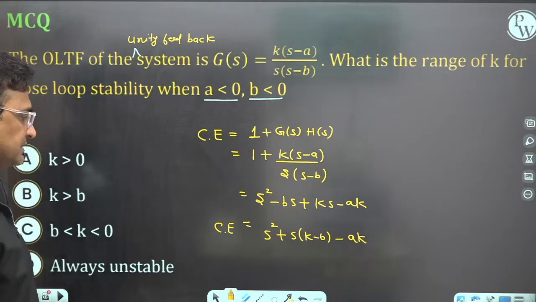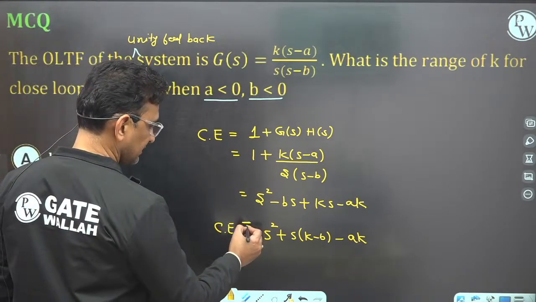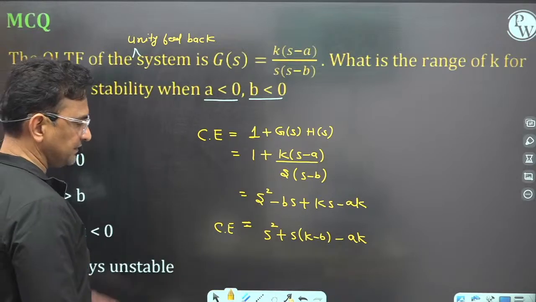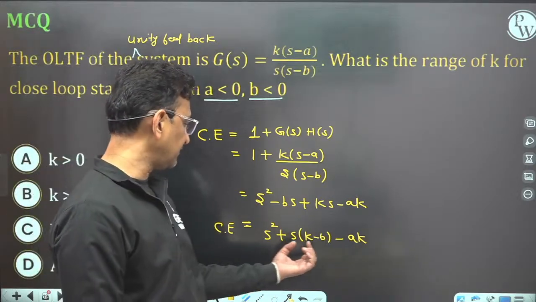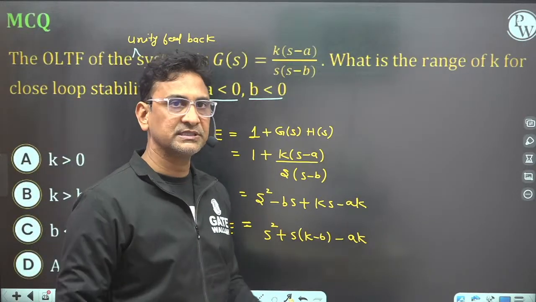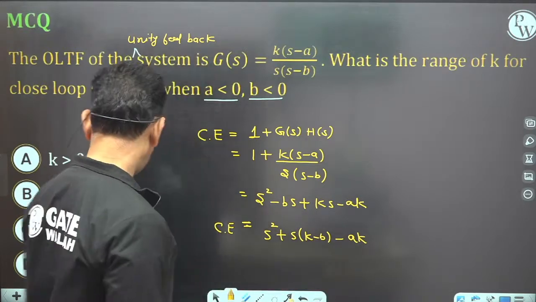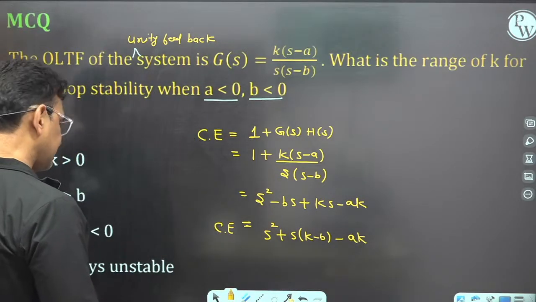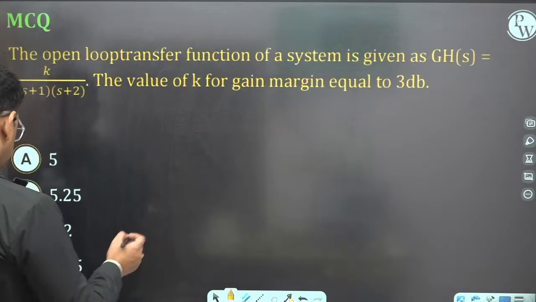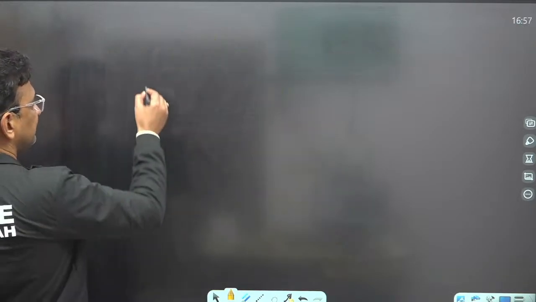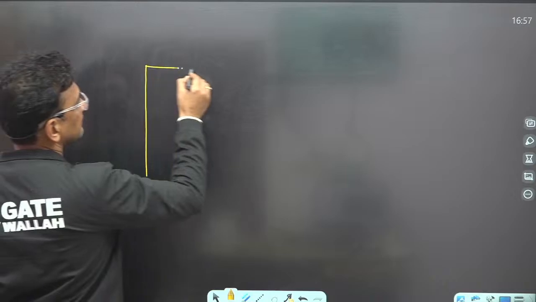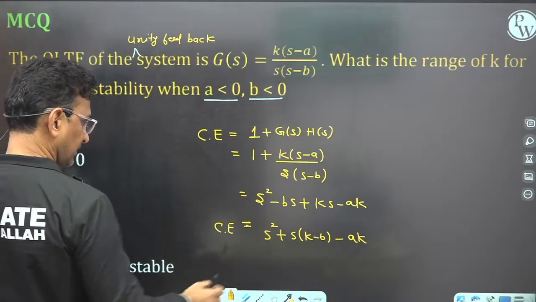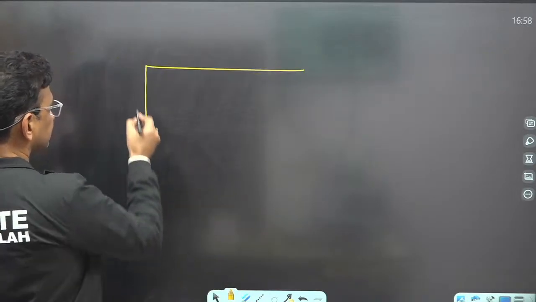For second order system, this is the necessary and sufficient condition. If the coefficients of this equation are positive, the system will be stable. But suppose you are not able to understand this, you can also apply the Routh-Hurwitz criteria here. If I apply the Routh-Hurwitz criteria, the highest order of this equation is s square.